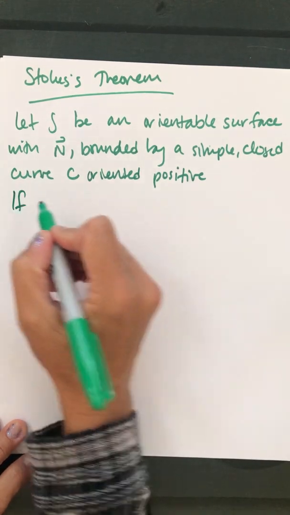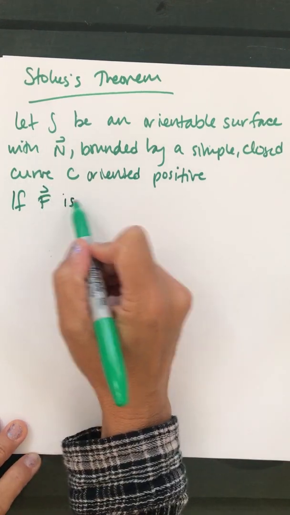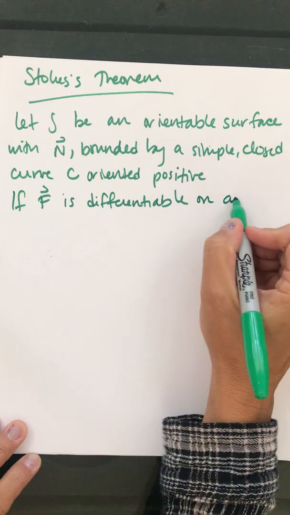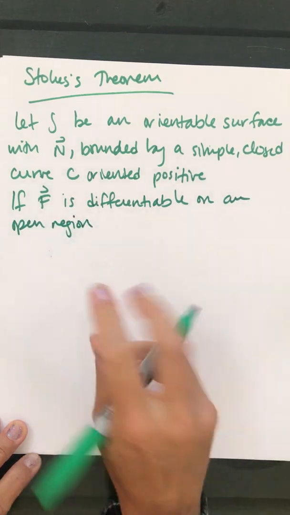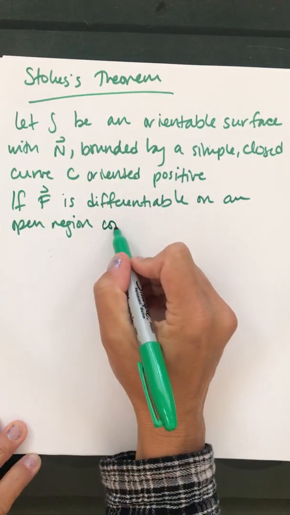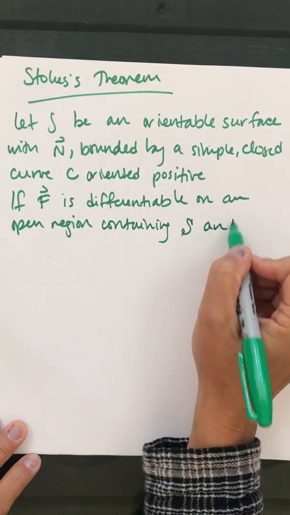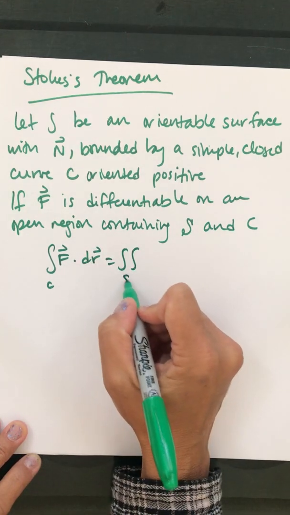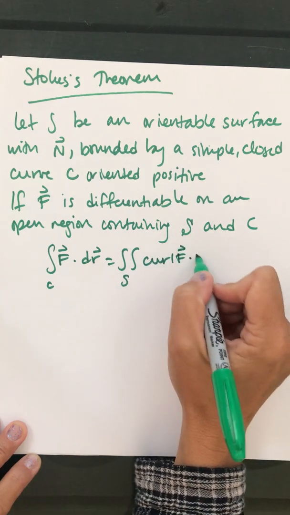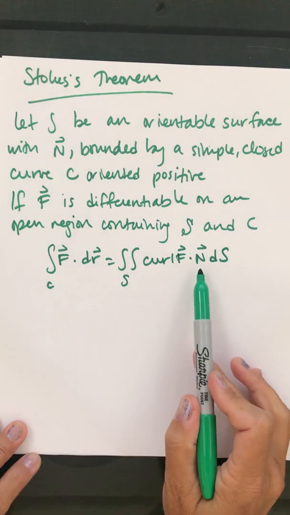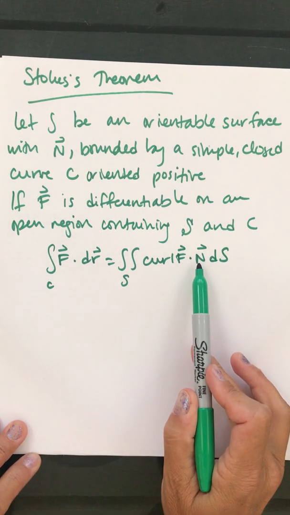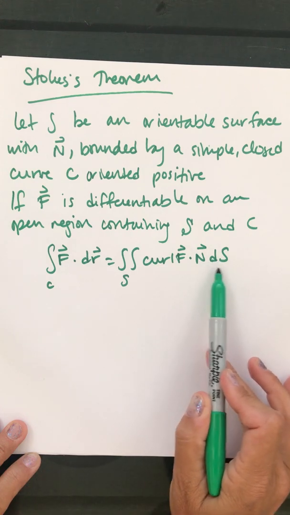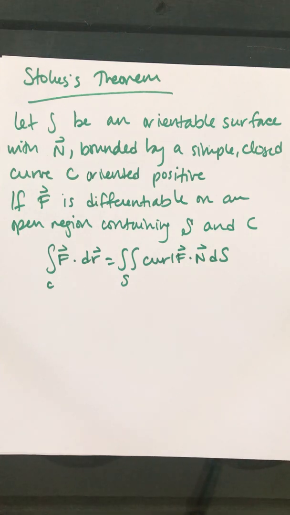So we say that if F, our vector field, is differentiable on an open region, and this region has to include S, our surface, and C, containing S and C, then the line integral of the work done around the region is equal to the accumulation over the surface of curl F across the normal vector. Remember that the normal vector is the partial derivatives over the magnitude of the partial derivatives, so that denominator is going to cancel as we turn this into a dA. This actually makes it a little easier to work with.